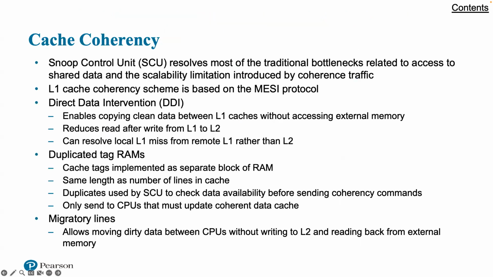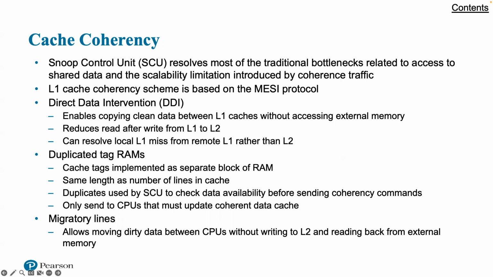The MP Core's Snoop Control Unit, SCU, is designed to resolve most of the traditional bottleneck related to access to shared data and the scalability limitations introduced by coherence traffic. The L1 cache coherency scheme is based on the MESI protocol described in Chapter 20. The SCU monitors operations with shared data to optimize MESI status migration. The SCU introduces 3 types of optimization: direct data intervention, duplicated tag RAMs, and migratory lines.